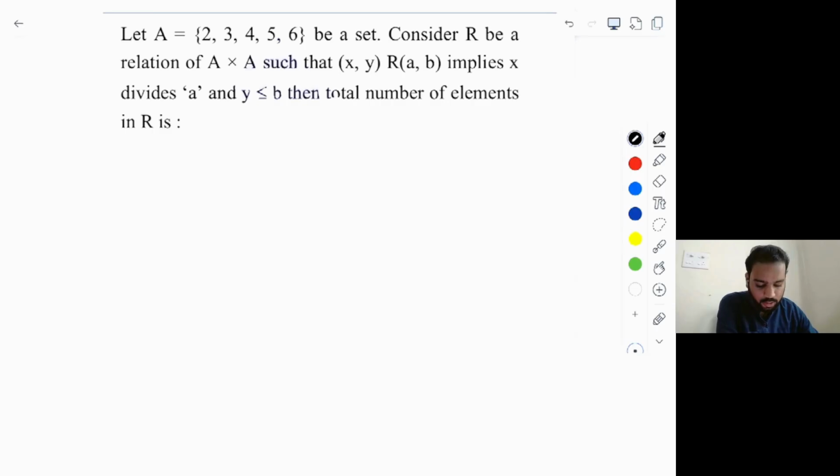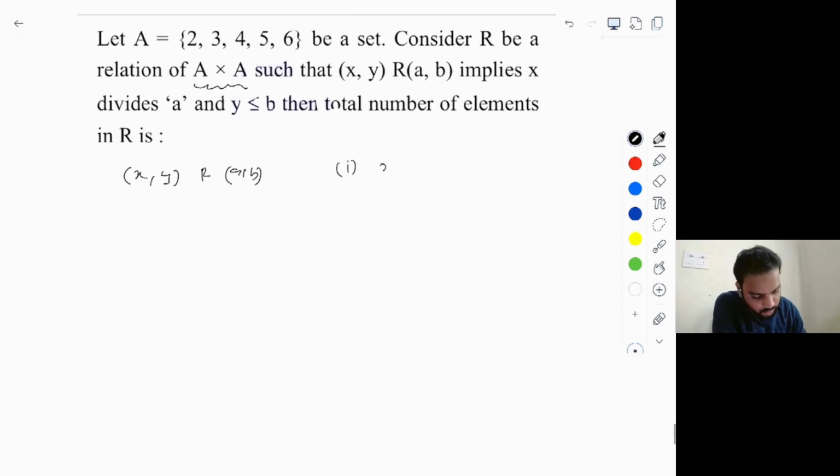Capital A is equal to the set containing 2, 3, 4, 5, 6, and capital R is a relation on A cross A such that (x, y) R (a, b) implies x divides a. Let me mention that condition first of all. The relation R here contains ordered pairs in this way: (x, y) R (a, b), that is, the ordered pair (x, y) is related to the ordered pair (a, b) if and only if it satisfies two conditions. The first condition is x divides a, that is, x is a factor of a, and the second condition is y is less than or equal to b.